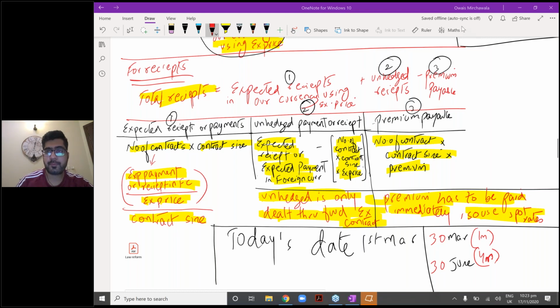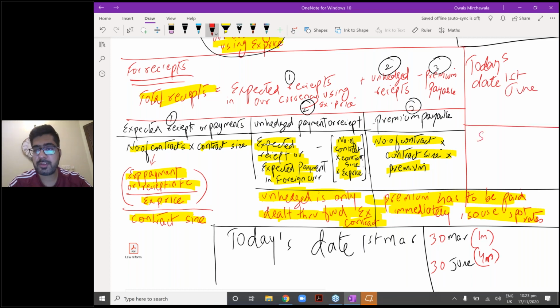Let's suppose someone says today's date is 1st June and you're given futures for September and November. So always remember it's 30th September and 30th November. Today's date is 1st June. You are given futures for 30th September. Now look at my fingers. 1st June till 1st July, 1 month. 1st July to 1st August, 2 months. 1st August to 1st September, 3 months. And 1st September to 30th September, 4 months.